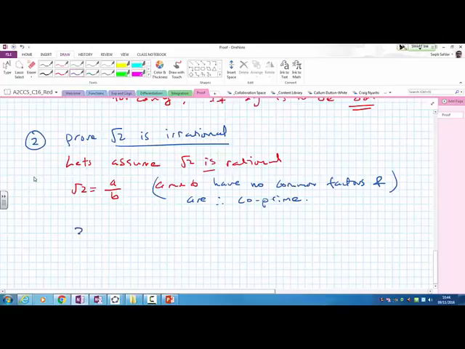Now, if that's true, then 2 equals a squared over b squared. Now, watch this. So this is now closing in on the argument. And a squared, therefore, equals 2b squared. If a squared is 2 times any integer squared, 2 times any integer is always going to give me what sort of number? Odd or even? 2 times any integer, 2 times 3, 2 times 4, is always an even number. And therefore, a squared is even.